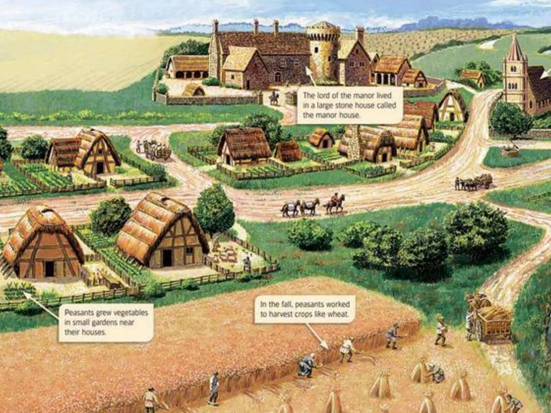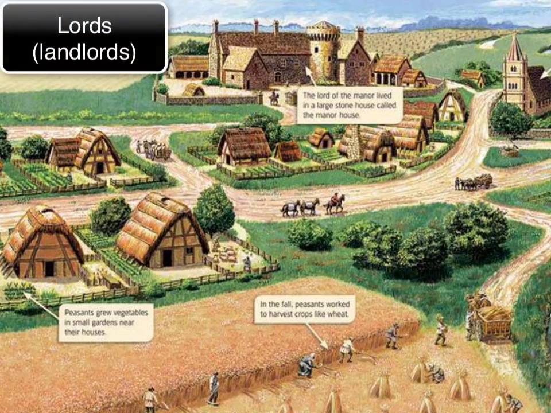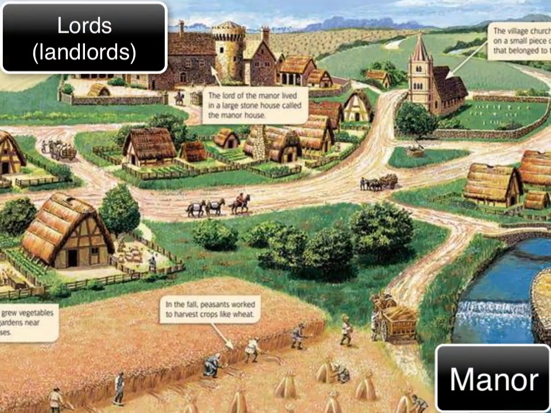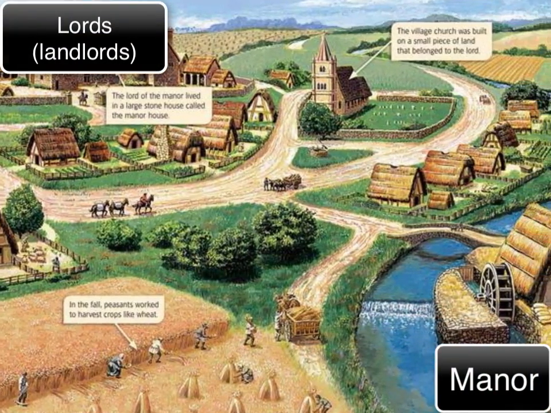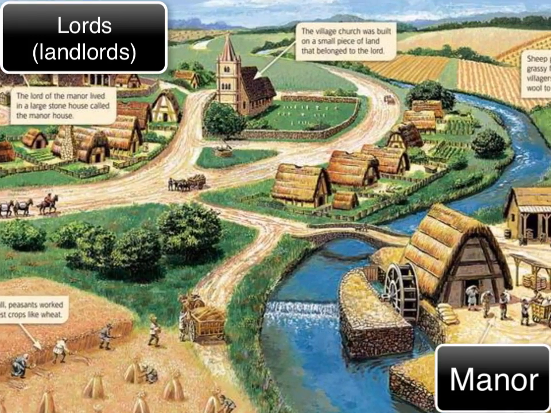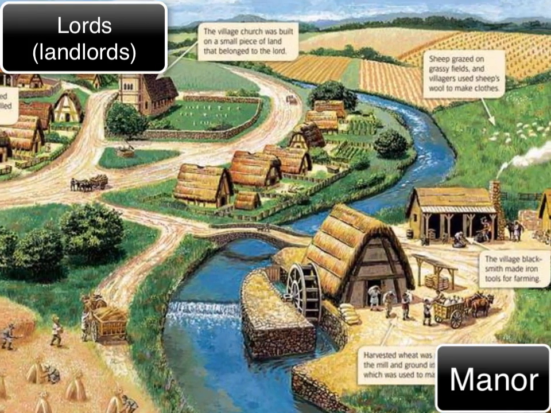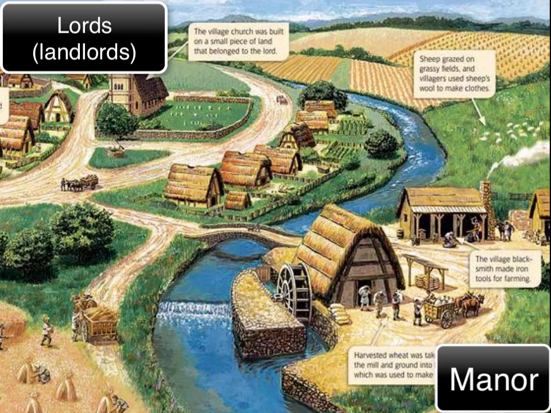Land was the most valuable thing in existence. Landowners were called lords, and the land was called a manor. Lords lived in castles or manor houses, and had total control of the land and the people who lived there. Lords made their own laws, collected taxes from the peasants, and punished the wrongdoers.